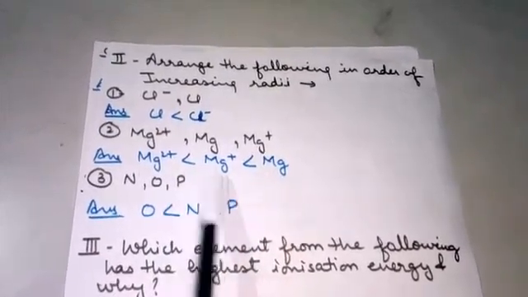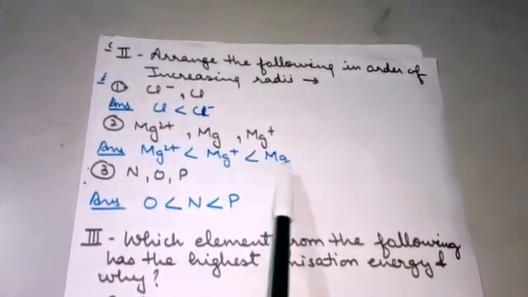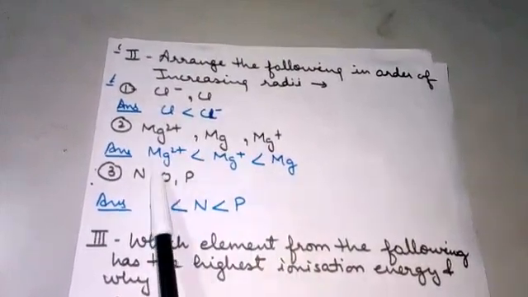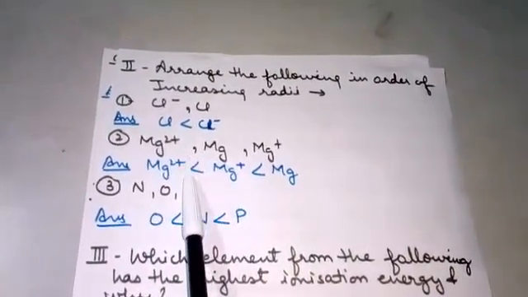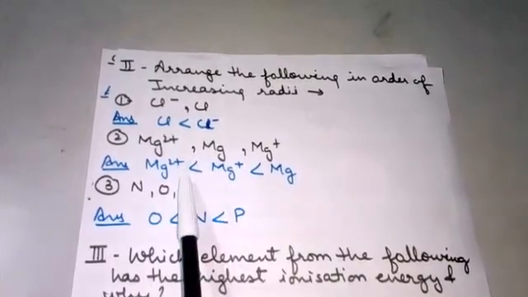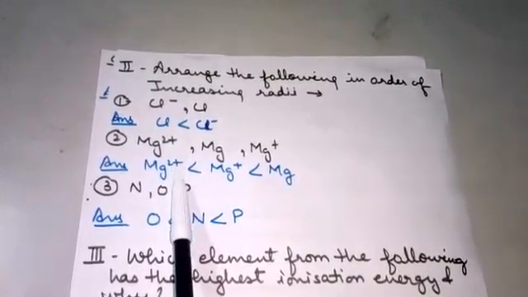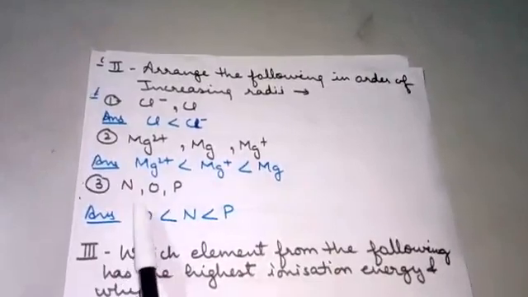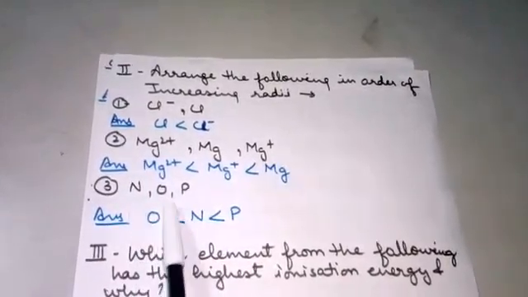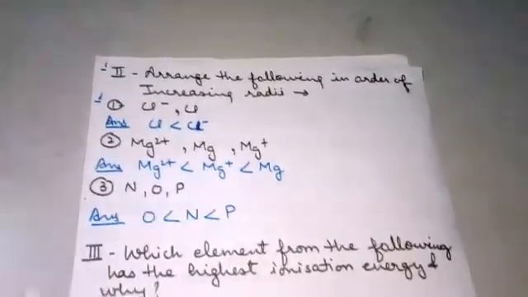So these are cations, and cations are always smaller than the parent atom. And the charge on the cation shows its smaller size. The more the charge, the smaller is the size. Now third is N, O, P, nitrogen, oxygen, phosphorus. So here this is arranged.